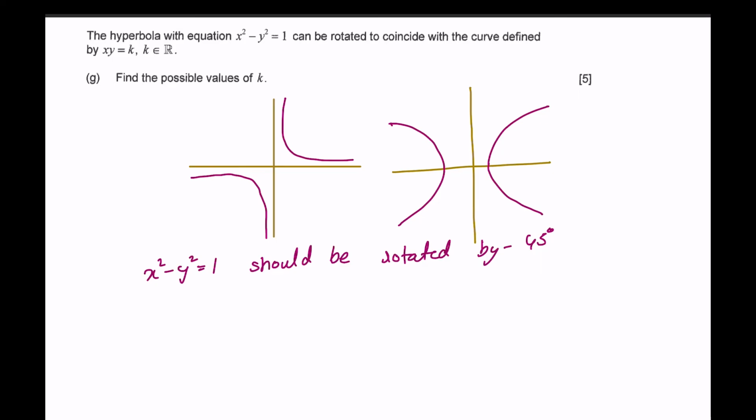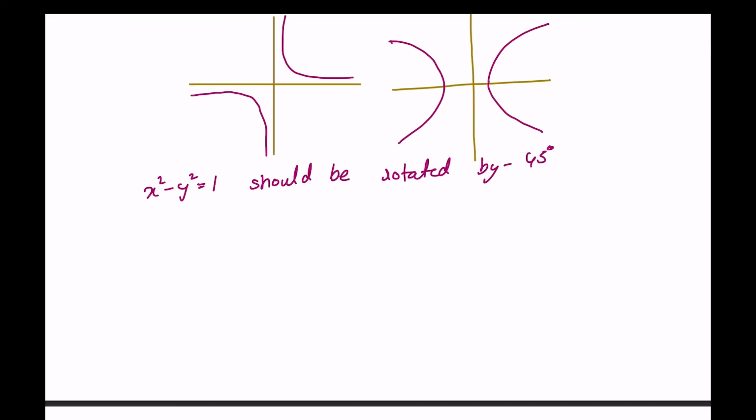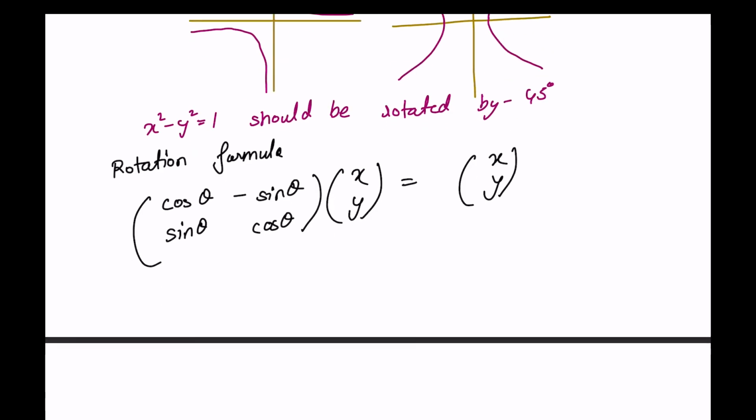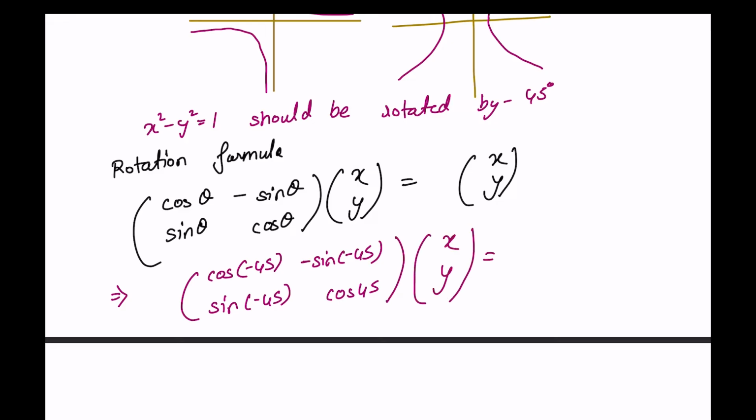Now we have a rotation formula which we can directly apply in this problem. So what is our rotation formula? It looks like this: cos theta, minus sin theta, sin theta, cos theta. This is the first matrix, and you have x y. This will be equal to x' y'. Now let's put the value of minus 45 in the trigonometric terms and try to reduce this equation. We have cos of minus 45, minus sine of minus 45, this is sine of minus 45, this is cos of 45. The negative is not here, basically the negative is with the sine.